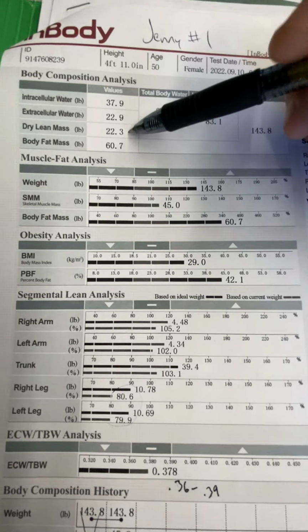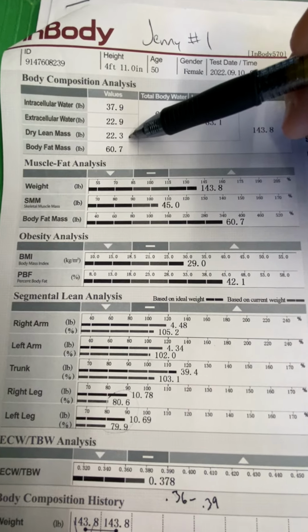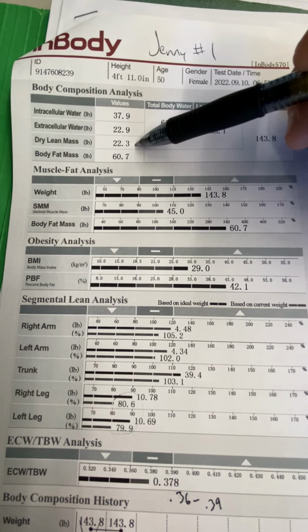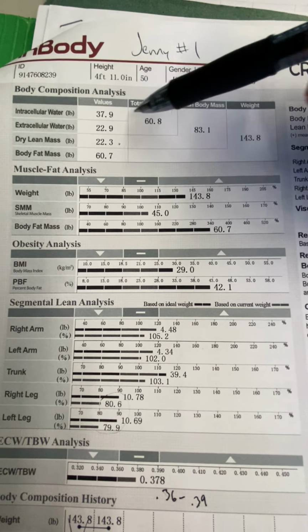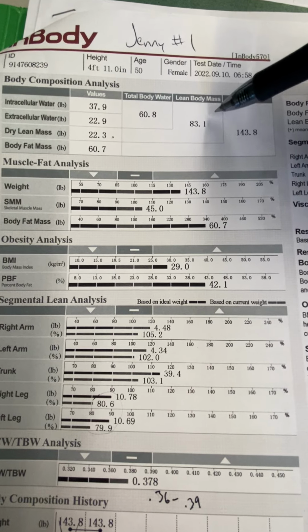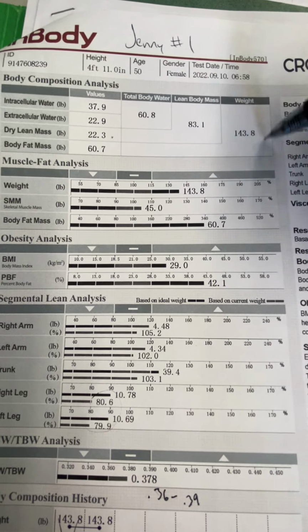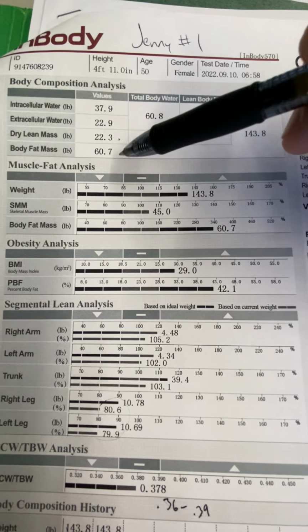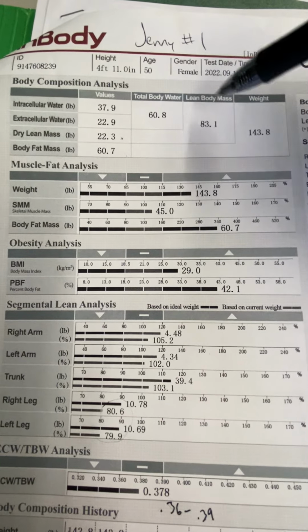And then if you take a look at this dry lean mass right here, this is your muscle cells only, of 22.3 pounds of muscle. So between your water and your muscle cells, your lean body mass is 83.1 of your 143.8 pounds. And then you have 60.7 pounds of body fat.